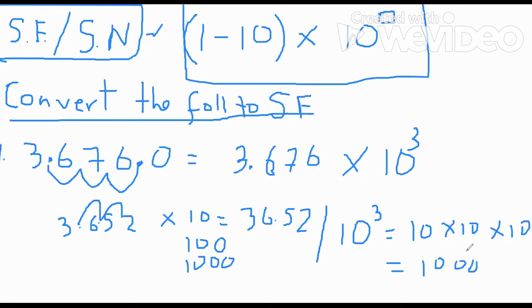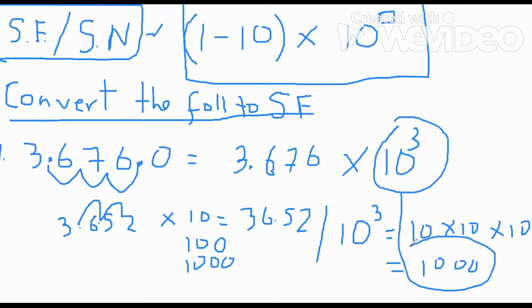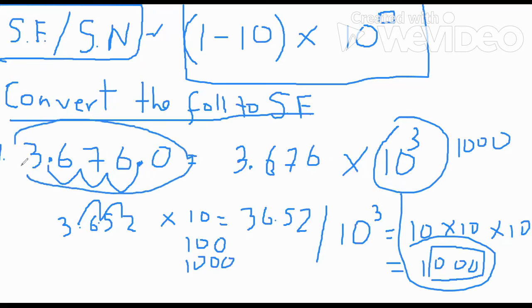So you would agree with me that 10 to the 3 right here is actually 1,000, not true? How many zeros does that have? 3. So if you were to multiply 3.652 times 1,000, because it has 3 zeros, the point is going to move 3 places to the right, not true? Yes, sir. And you end up with the same answer. So I'm just proving to you that these two are actually correct.